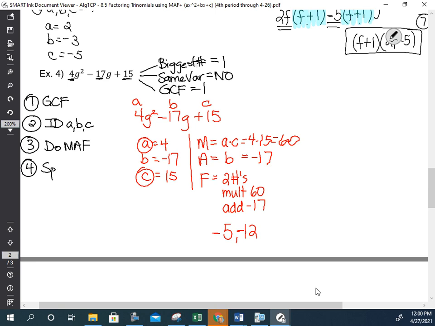All right, step 4, split the middle. You have 4g squared minus 17g plus 15. You've got your two numbers. We're going to split the middle up. So the middle, I'm going to put negative 12 first and negative 5 second.